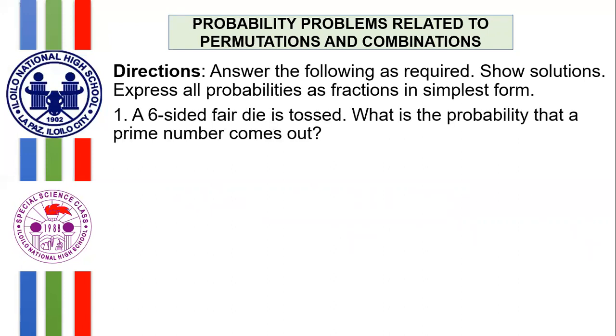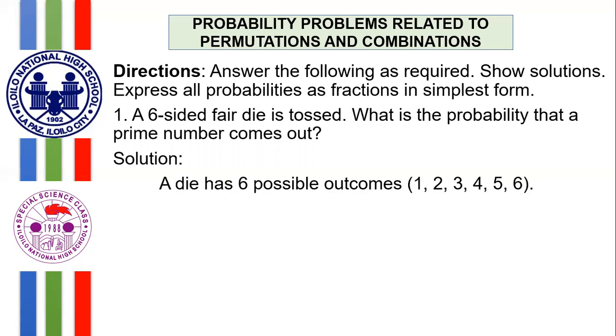Let's have the first one. A 6-sided fair die with numbers 1, 2, 3, 4, 5, 6 is tossed. What is the probability that a prime number comes out? So for the solution of this, by the way, before I move on, feel free to pause the video from time to time. You may solve the problem on your own and check if you have the same answer as what I did.